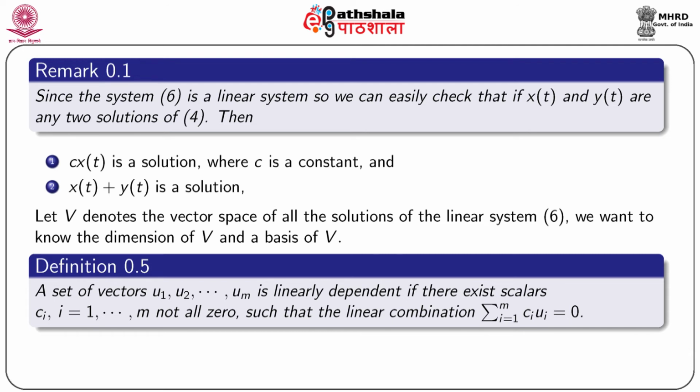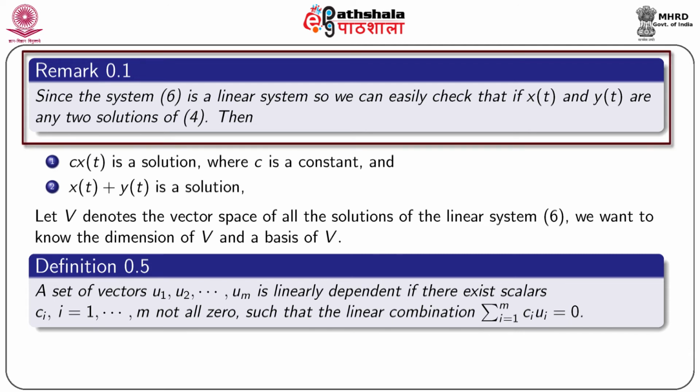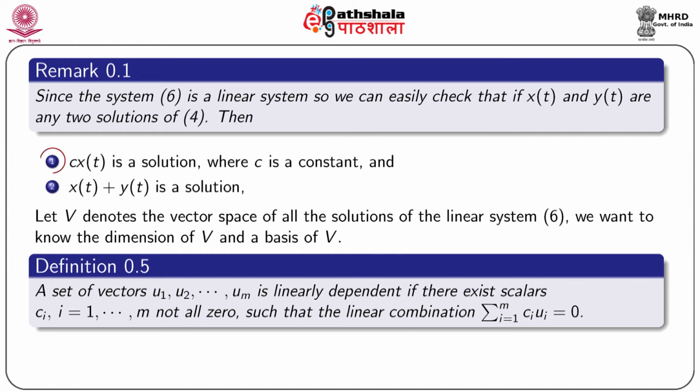Since the system 6 is a linear system, we can easily check that if x(t) and y(t) are any two solutions of 6, then c x(t) is a solution, where c is a constant, and x(t) plus y(t) is also a solution. Let capital V denote the vector space of all the solutions of the linear system 6, and we want to know the dimension of V and the basis of V.